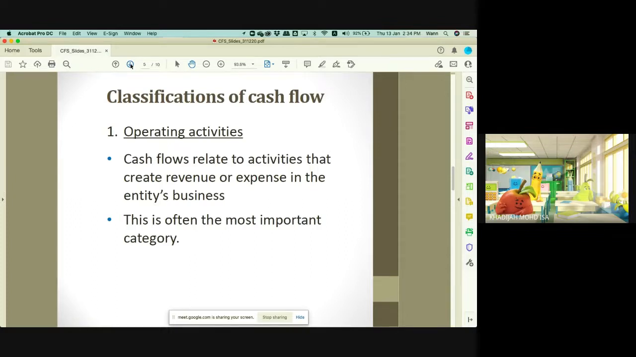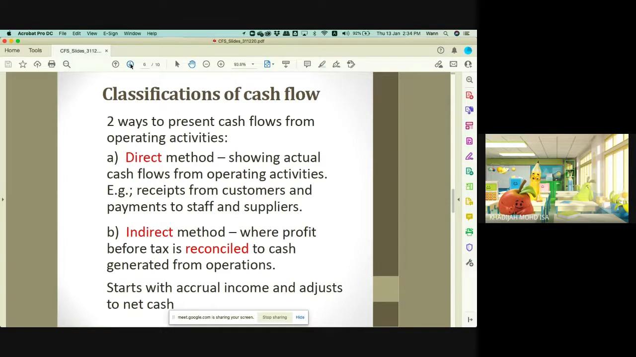Then we go on to the classification of cash flow. You can present cash flow from operating activities using the direct method, showing actual cash flow from operations, or using the indirect method, where profit before tax is reconciled to cash generated from operations. What I mean here is that when you want to prepare your cash flow, you have to make use of the information available from your financial position.